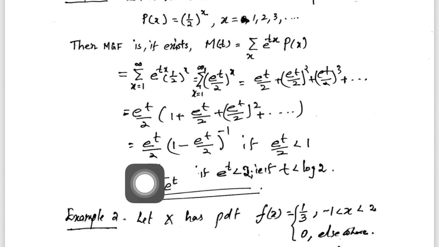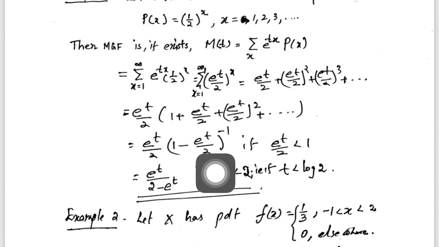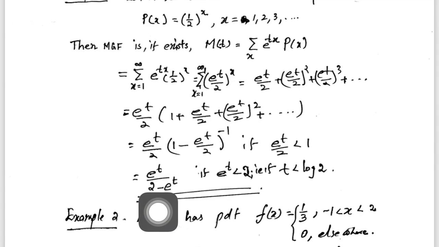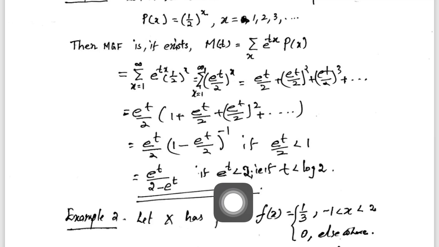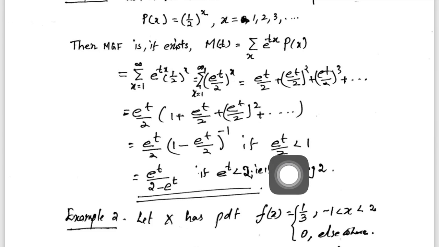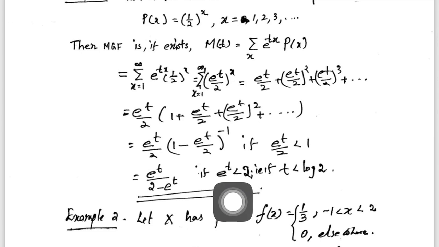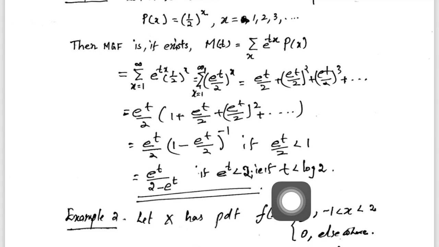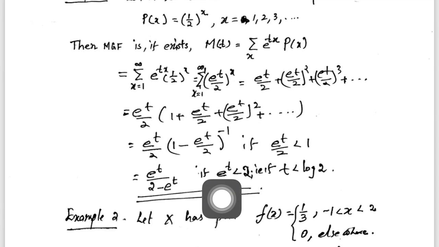Okay, so this is the condition, and while you simplify this, you will get e to the power of t divided by 2 minus e to the power of t, for e to the power of t less than 2, because this is the condition, e to the power of t by 2 less than 1. So the condition becomes e to the power of t less than 2, or that is t less than log 2, because when you take a logarithm on both sides, log of e to the power of t is t, and log of 2 is log 2.